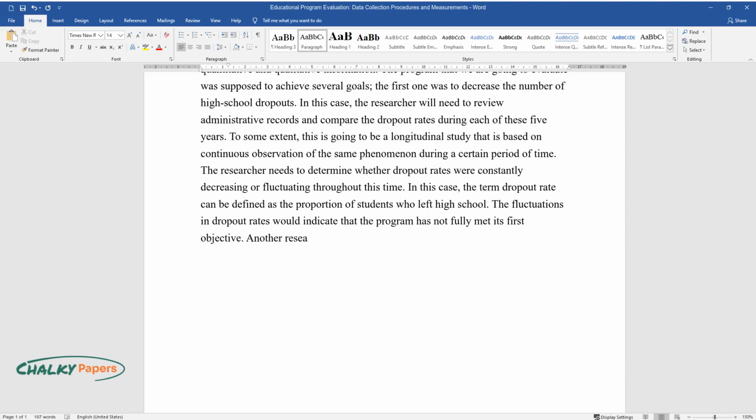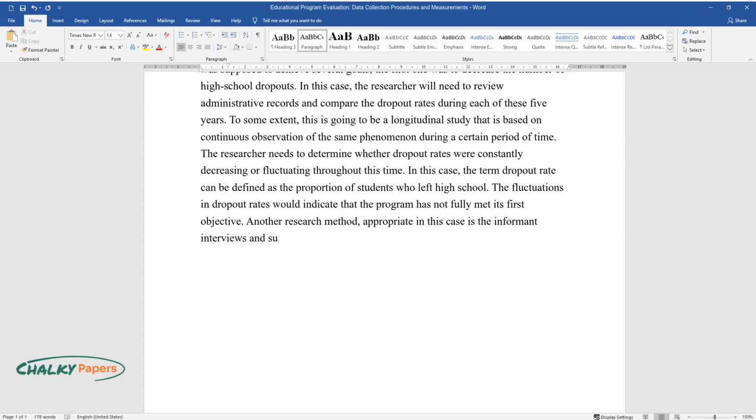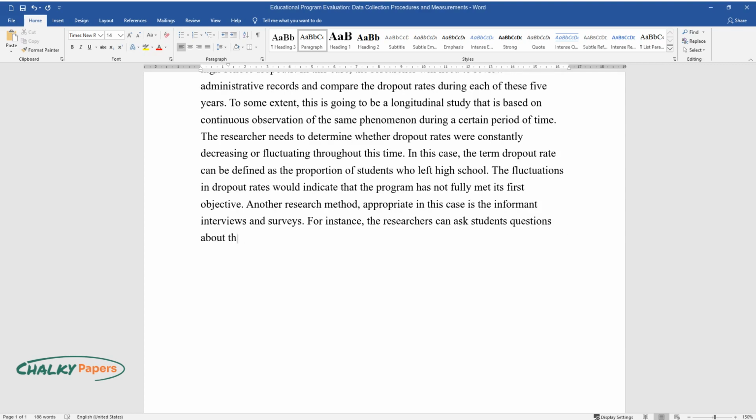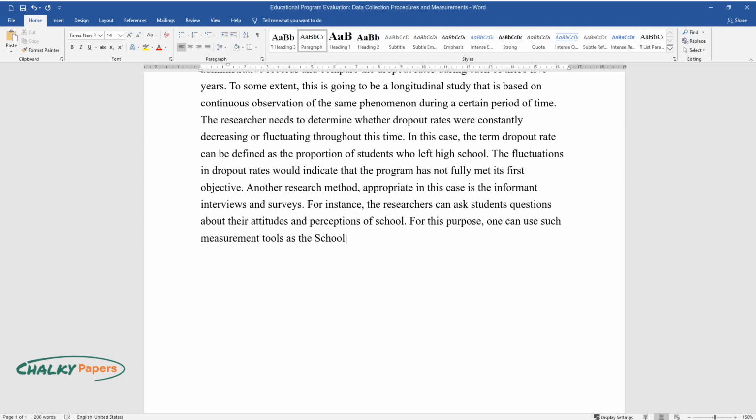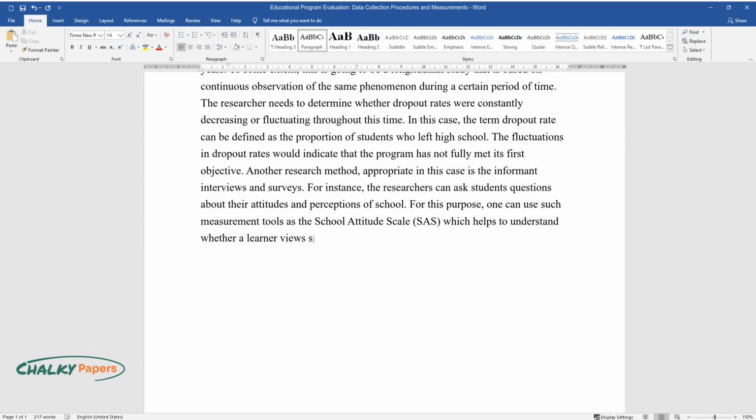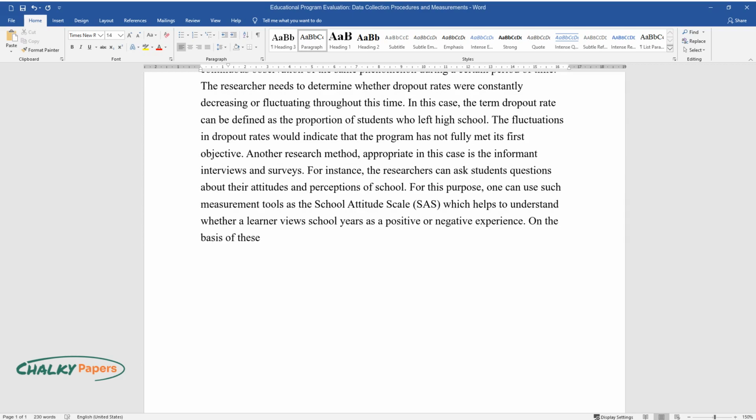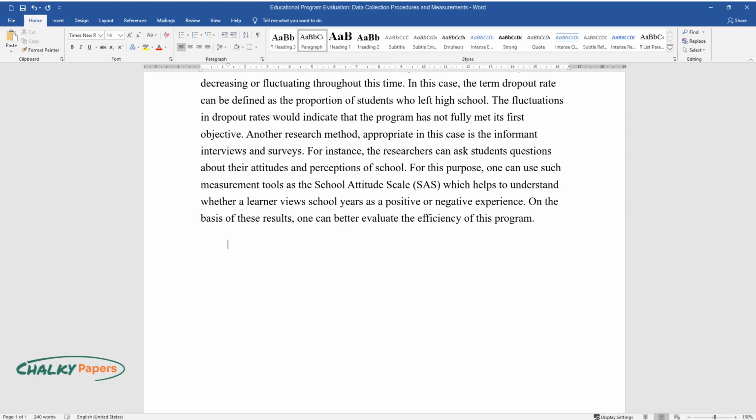Another research method, appropriate in this case, is the informant interviews and surveys. For instance, the researchers can ask students questions about their attitudes and perceptions of school. For this purpose, one can use such measurement tools as the School Attitude Scale, SAS, which helps to understand whether a learner views school years as a positive or negative experience. On the basis of these results, one can better evaluate the efficiency of this program.